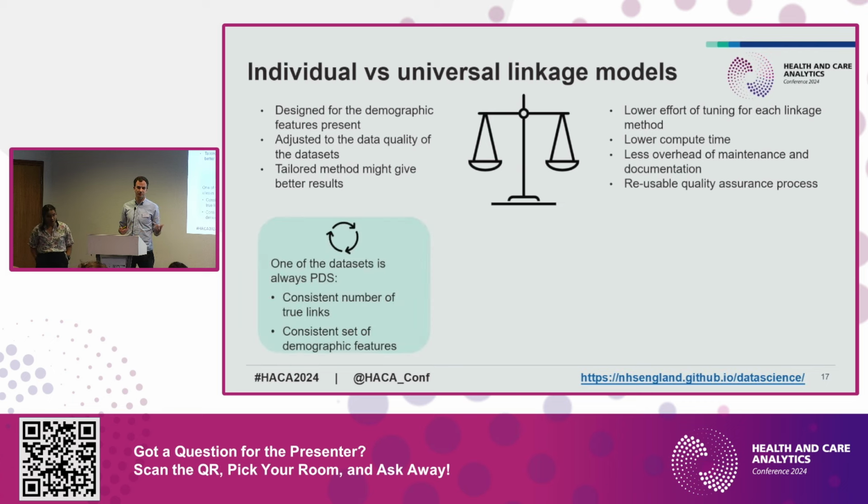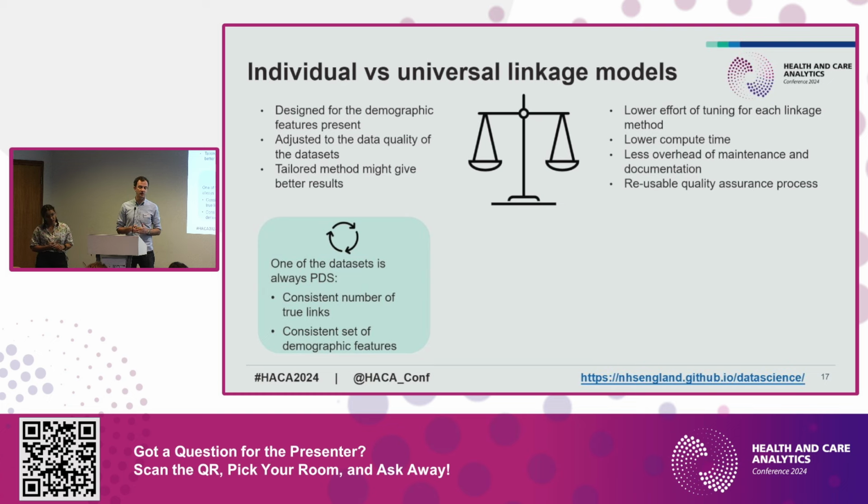So from what we've presented so far, what have we learned about whether this is possible? Well, a big reason to believe is that one of the data sets is always PDS. This means that the number of true links is always consistent. So if the demographic data is of sufficient quality in the linking records, then we should find these people in PDS, because PDS is everyone in England.